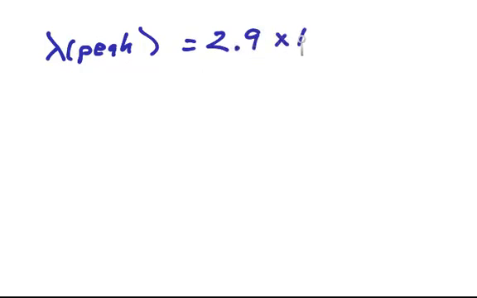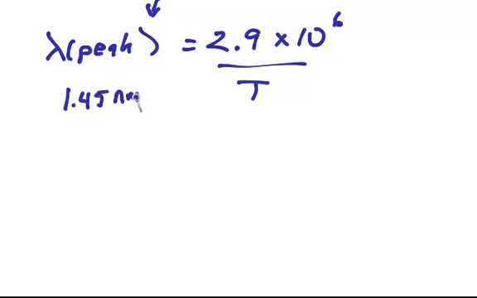That is, we're going to know that the peak wavelength, the lambda maximum, is going to be given by 2.9 times 10 to the 6th divided by the temperature of the object in Kelvin. So, we're going to start out and say that we know that peak. We know that it's 1.45 nanometers. So what we want to do is find the temperature. That's what we want to know.